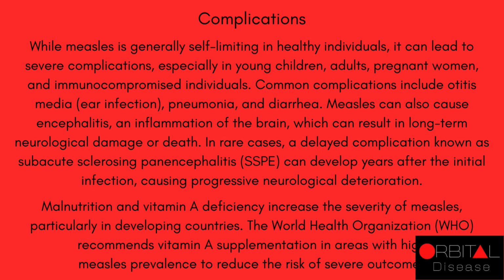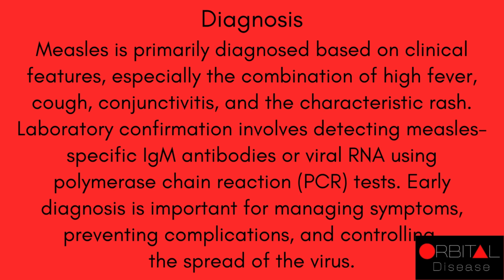In rare cases, a delayed complication known as subacute sclerosing panencephalitis, SSPE, can develop years after the initial infection, causing progressive neurological deterioration. Malnutrition and vitamin A deficiency increase the severity of measles, particularly in developing countries. The World Health Organization, WHO, recommends vitamin A supplementation in areas with high measles prevalence to reduce the risk of severe outcomes.